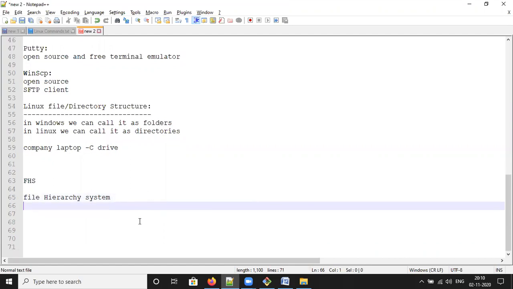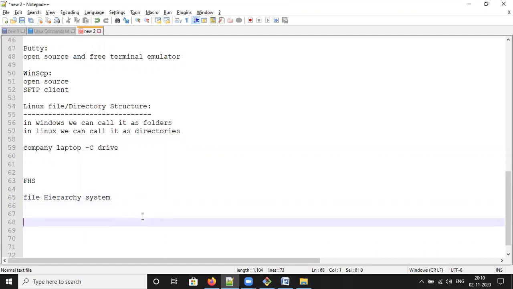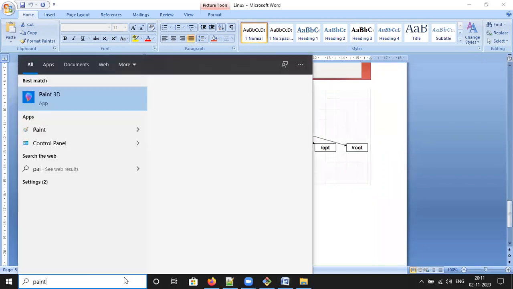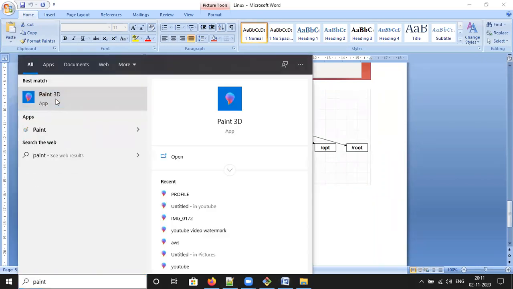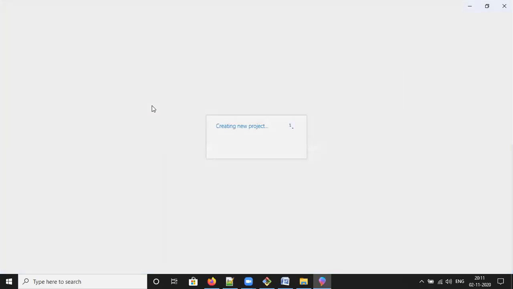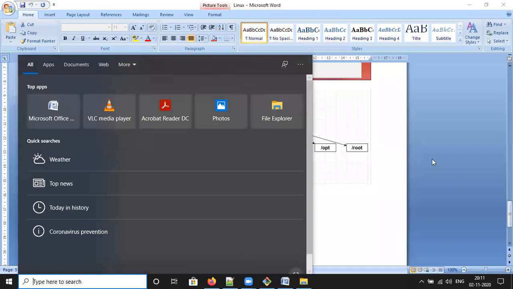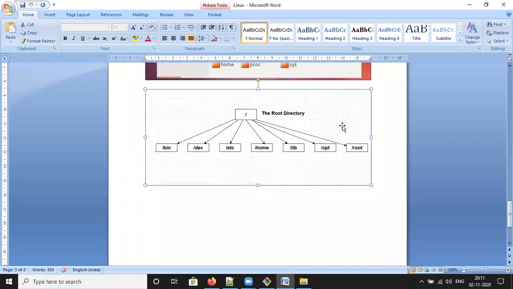So let me talk about these directories, and I'm giving you one example. This is the directory. I'm just copying it and pasting it somewhere else. Okay, let me explain from here. So what does the slash mean? The root directory of the Linux operating system.